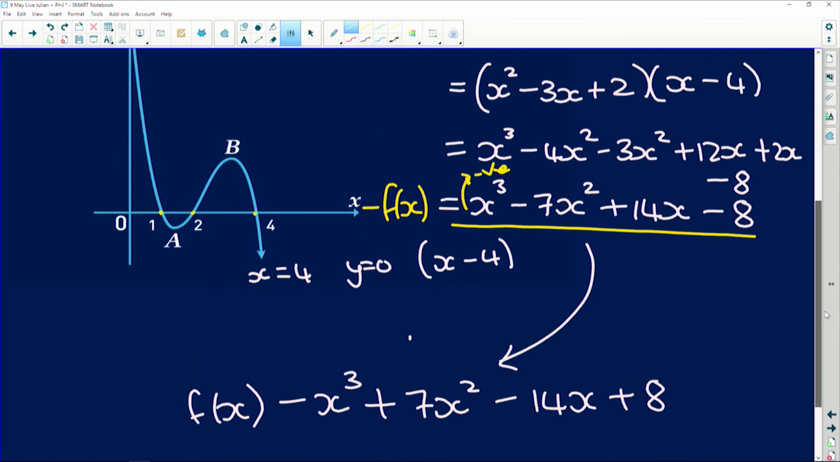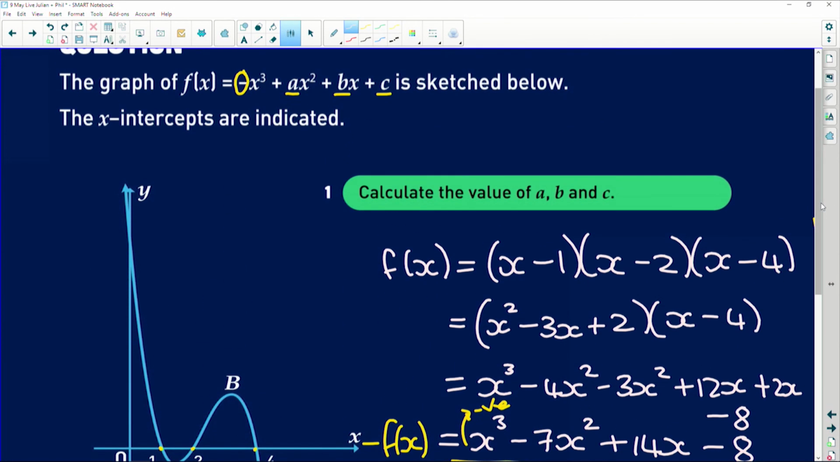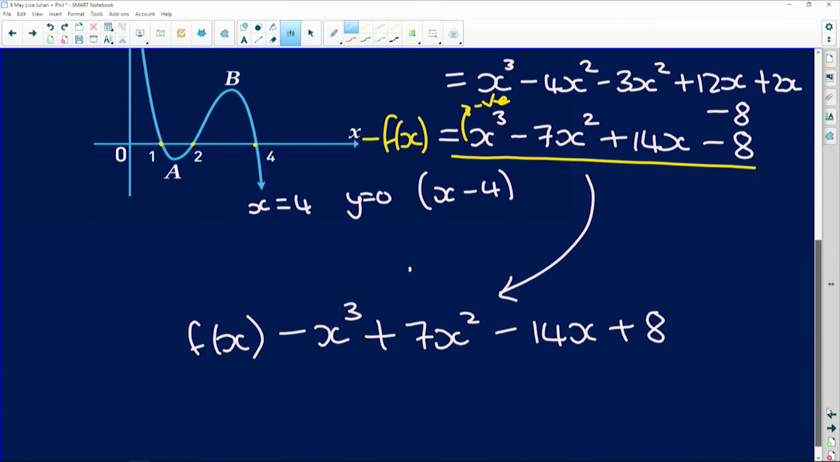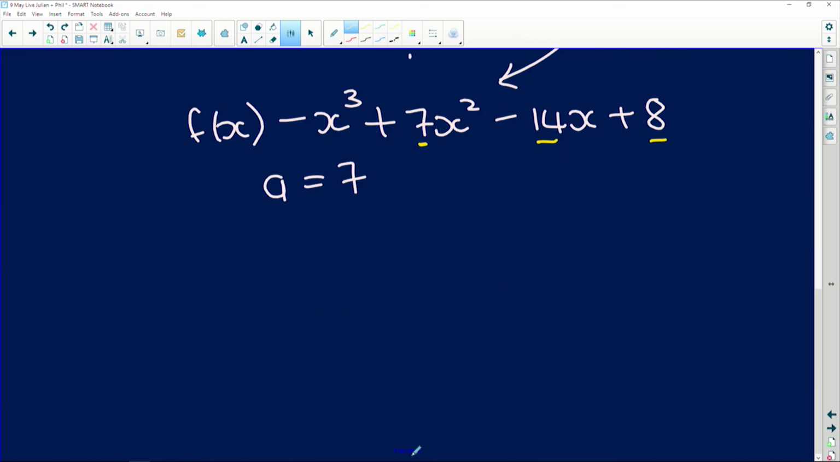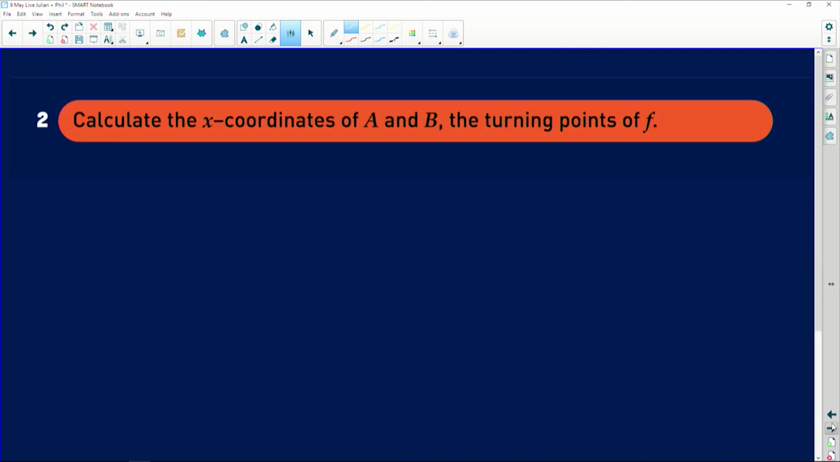Now we need to find those coefficients. We see that a is the coefficient of x squared, and then b and c are the next two coefficients. So we can say a is equal to 7, b is equal to negative 14, and c is equal to 8. Simple, simple, simple. Next, it says calculate the x-coordinates of A and B, the turning points of f.